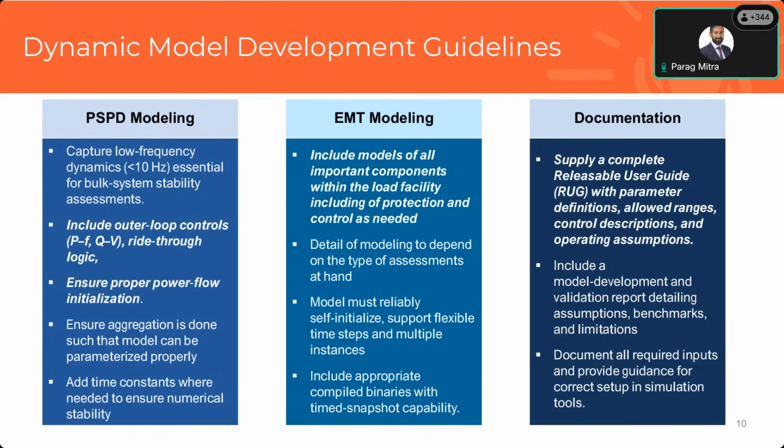So having a reliable, releasable user guide with parameter definitions, allowed ranges, control descriptions, and operating assumptions is very important. It should also include some sort of model development and validation report that allows the user to look at the model and understand how the model has been used and how it stacks up against actual grid behavior. And if there are some known deviations, they need to know where these deviations show up so that they can factor those in as they do their simulation studies. So moving to the next slide here.